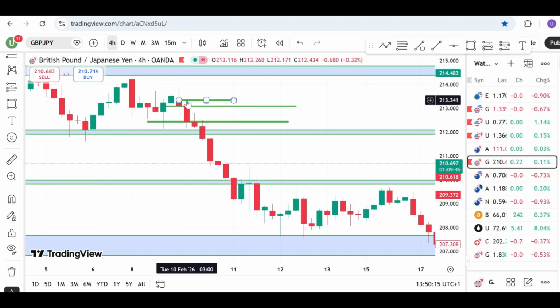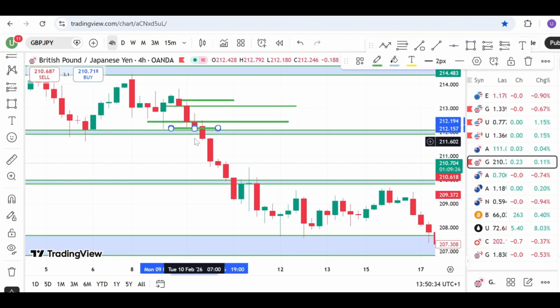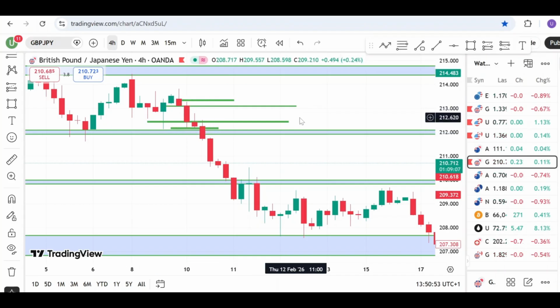Here is the highest price reached by the market. Down here is the close price of this candlestick, and down here is the lowest price reached by the market on this candlestick formation. This is the close of the candle, this is the open of the candle, this is the highest price reached by the market, this is the lowest price reached by the market.